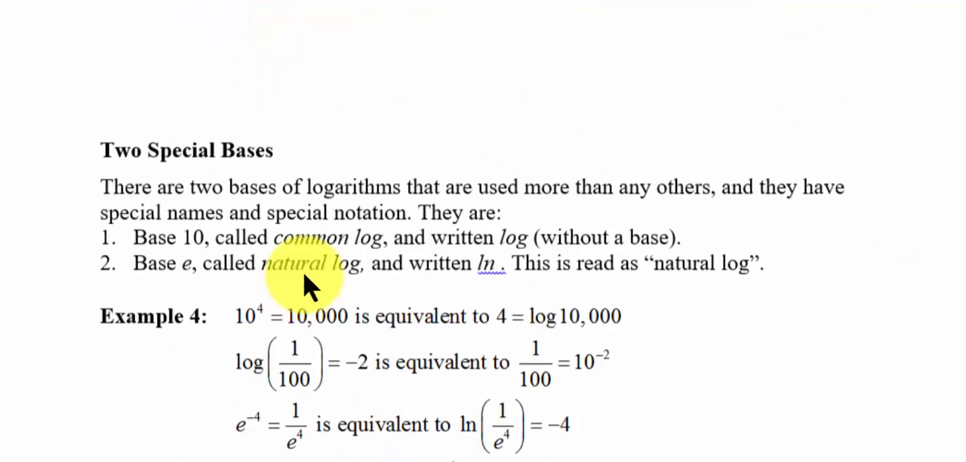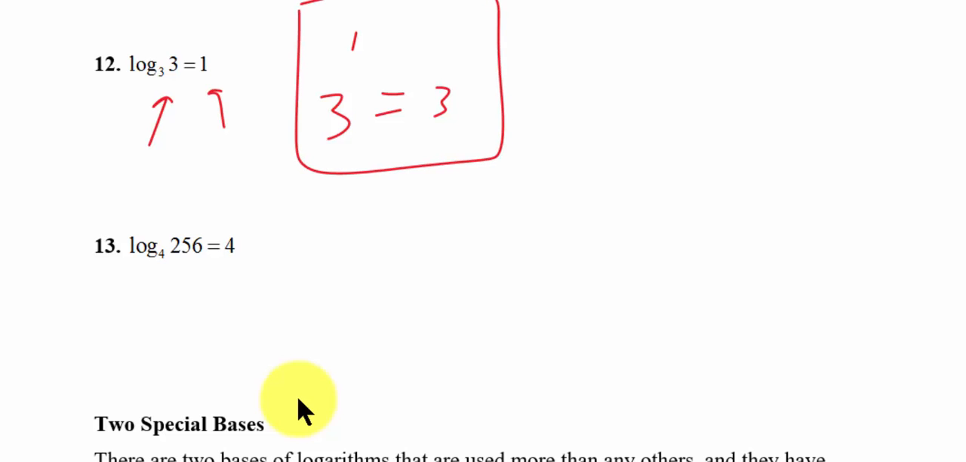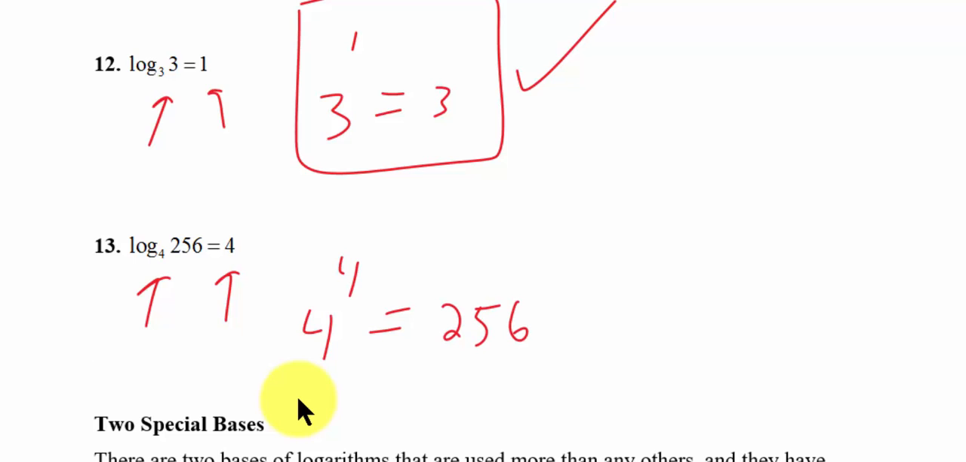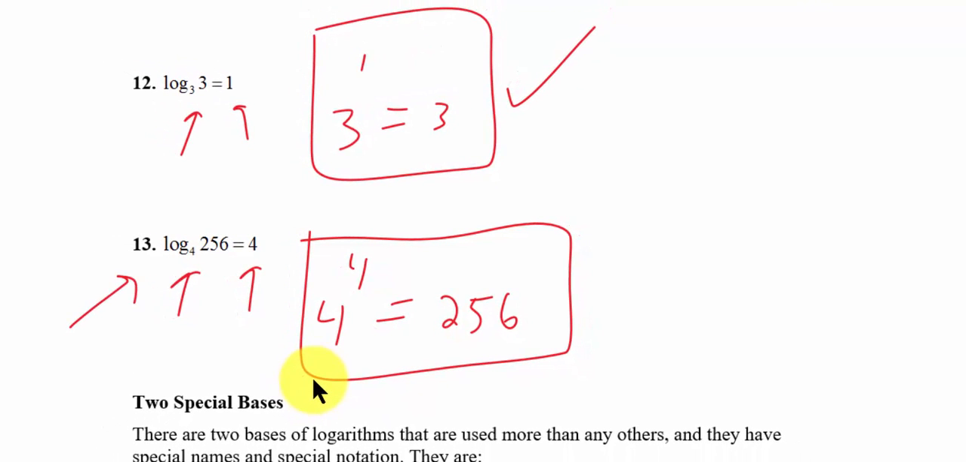Let's take a look at number 12. All right, base of my exponent is 3. The 1 is my exponent, and the 3 goes on the other side. And then just ask yourself, is 3 raised to the 1 equal to 3? And the answer is yes, it is. Last one, the base of my log is 4, so the base of my exponent is 4. The exponent is 4, and we get 256. Okay, so we've taken something that was in logarithmic form, and we wrote it in exponential form. Okay?